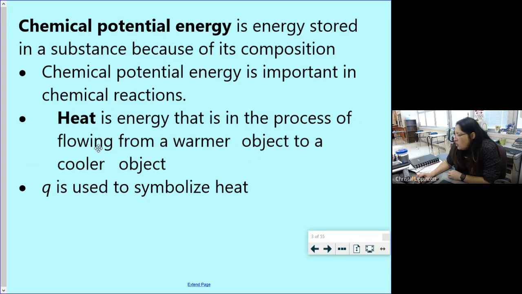So when your mom is yelling at you because you've got the front door open in the winter, and she's like, "You're letting the cold air in." You're not letting the cold air in. You're letting the heat out. Don't correct her. She'll probably backhand you. Okay? But heat moves from warm to cold, not vice versa. We use this little Q to represent heat.